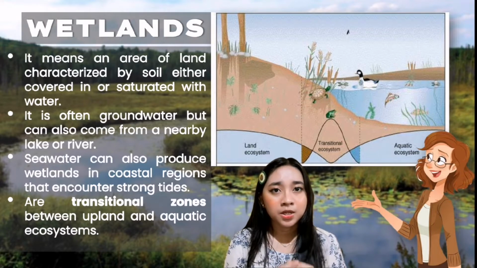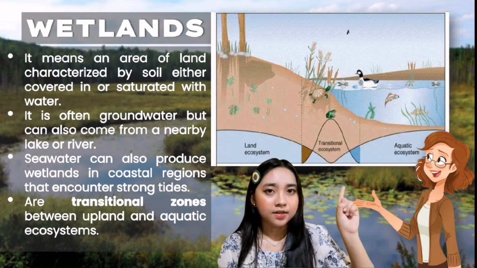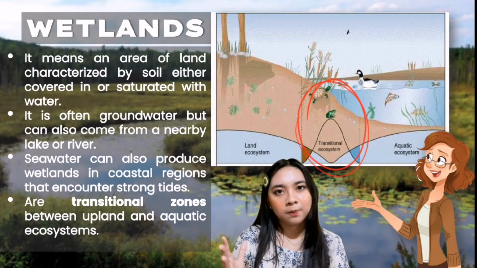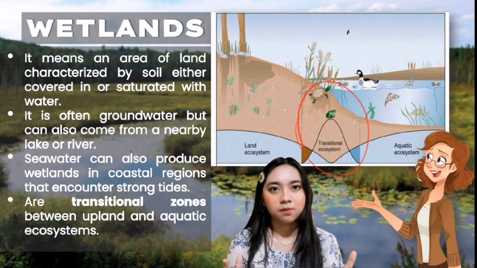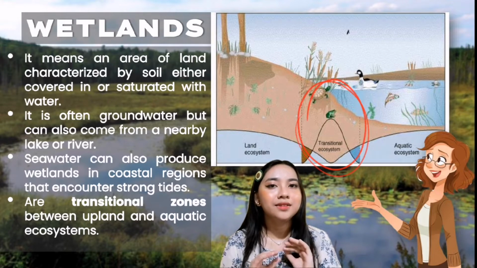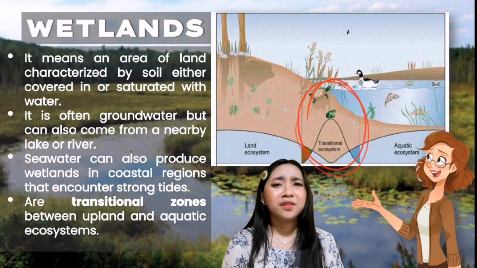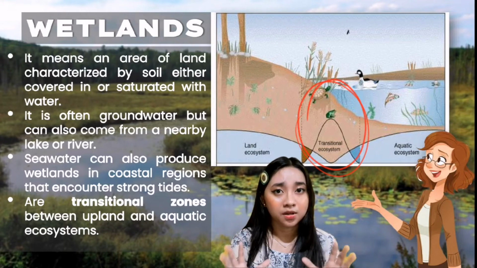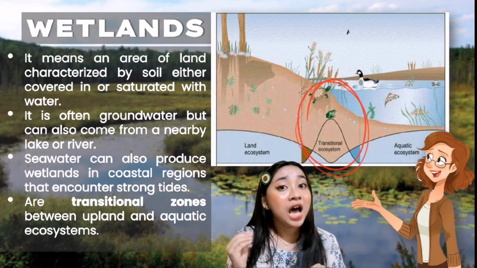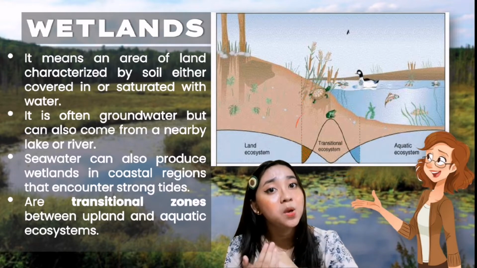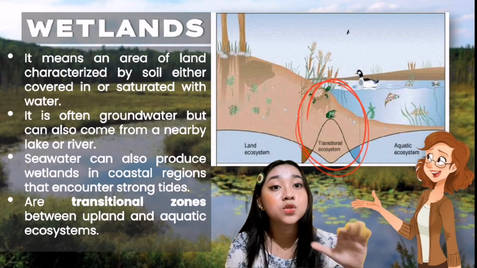As you can see in this picture on the right side, some wetlands are transitional zones between upland and aquatic ecosystem, meaning they are neither completely dry nor wholly submerged, although others are scattered across the landscape in upland depressions that collect water or in zones where groundwater comes to the surface.